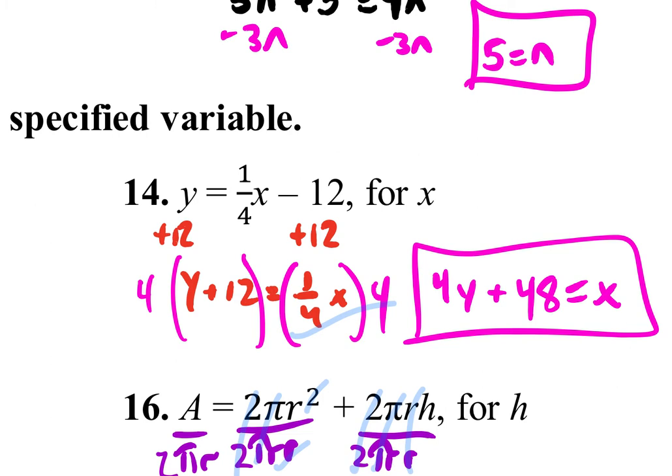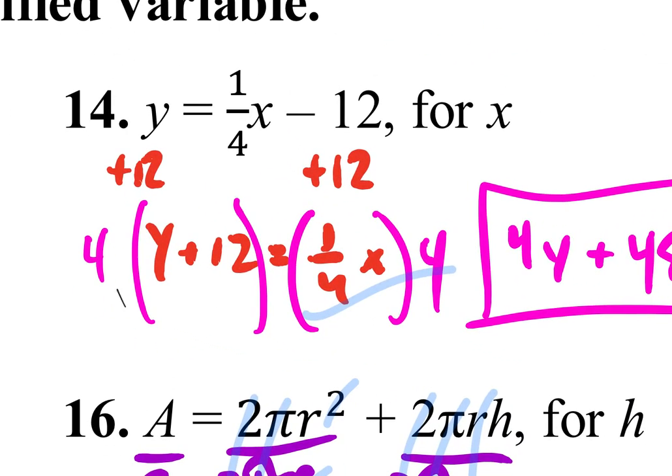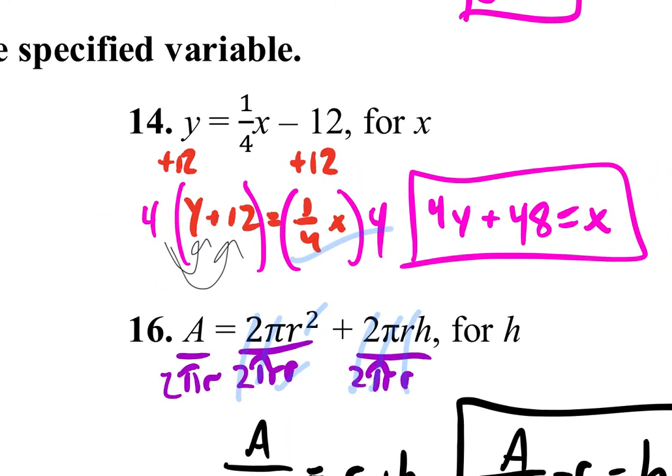For 14, we're solving for x. So you can see that x is with a 1/4 and it's with a subtract 12. So I did the adding 12 to both sides first. Then I multiplied everybody by 4 to get x by itself. Distributed the 4 here to get 4y plus 48.